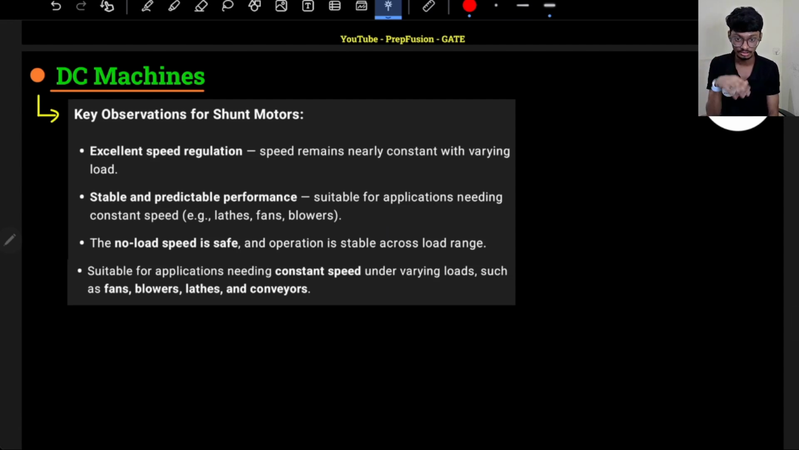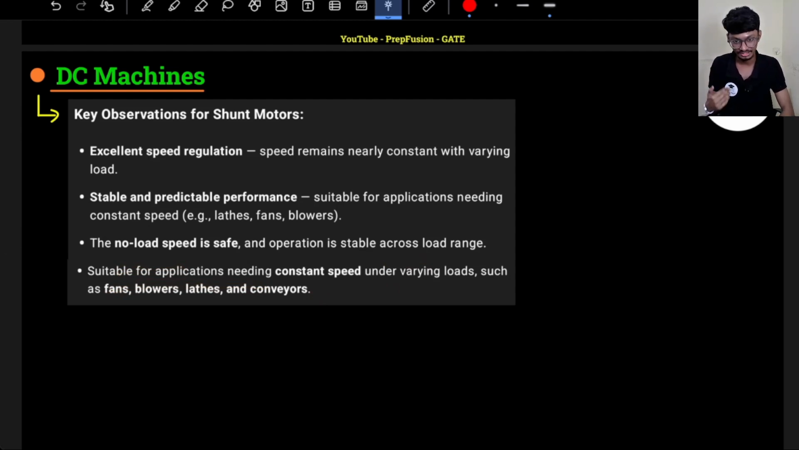In a DC series motor, you will see we will not be able to operate our motor at no load. Why? I will explain. Okay, the no load speed is safe and operation is stable across the load range, suitable for applications needing constant speed under varying loads such as fans, blowers, lathes and conveyors. Okay, this is where my DC shunt motor is suitable.